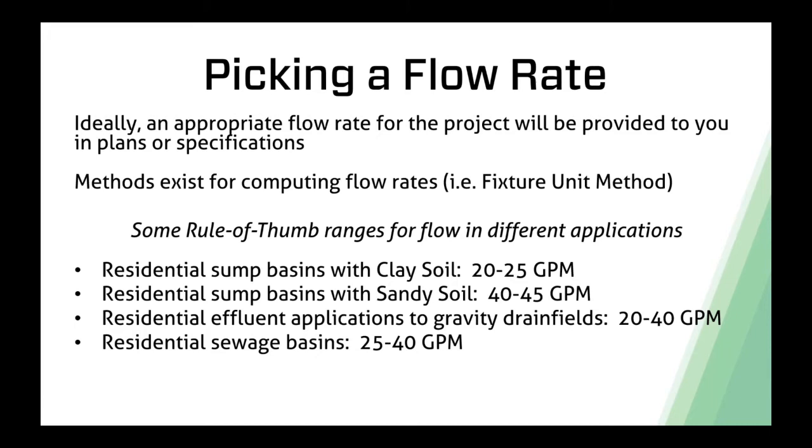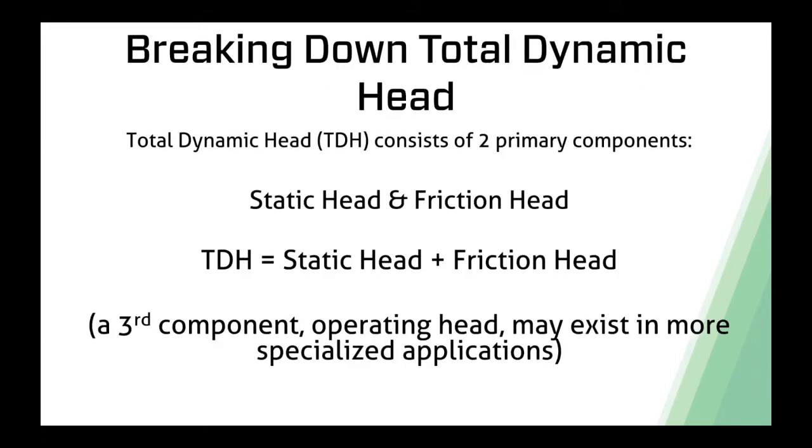If you have an effluent application in a residential type of situation, and that effluent is being pumped out to a gravity drain field, you're probably looking at 20 to 40 gallons a minute as a flow rate range. If you have a sewage basin in a residential application, you're looking at maybe 25 to 40 gallons a minute. These are, again, just some rules of thumb, some starting points, and there are different ways of calculating if you do not know it.